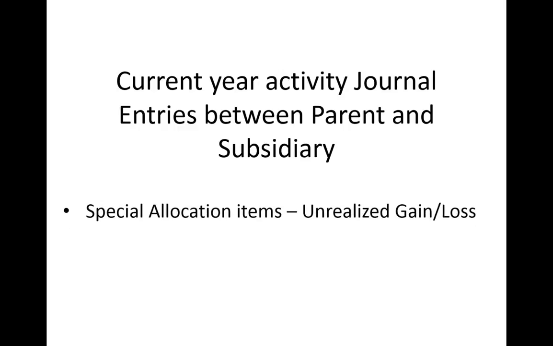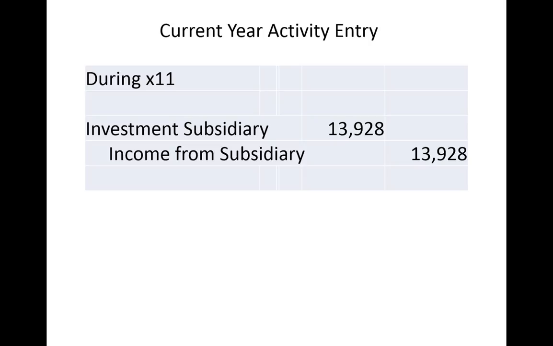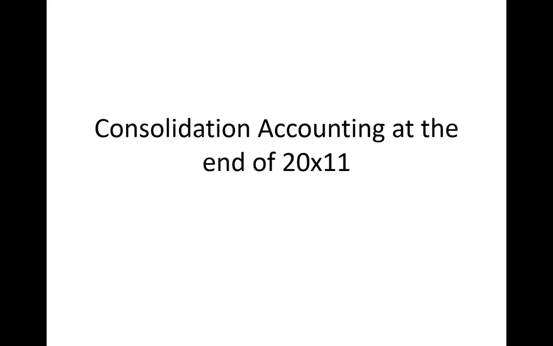So during the year, when we record this, we will debit investment in subsidiary, credit income from sub, for the gain that is to be recognized, the $13,928. And this would be in conjunction with any net income and dividend entries we will record as well. That leads us to the last thing, and that is the consolidation accounting.